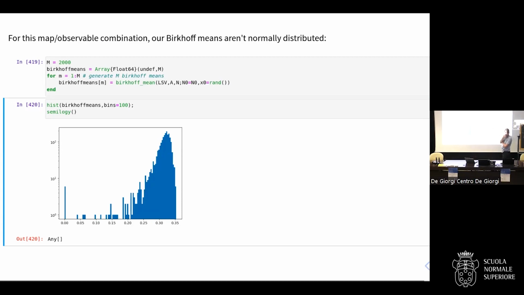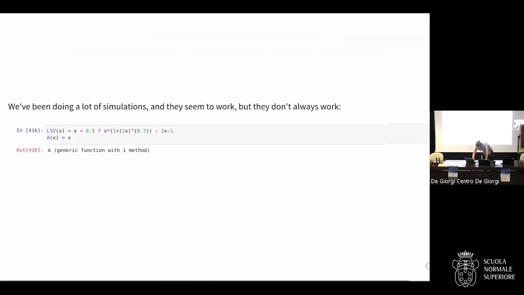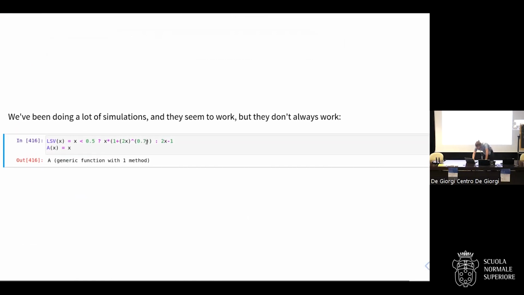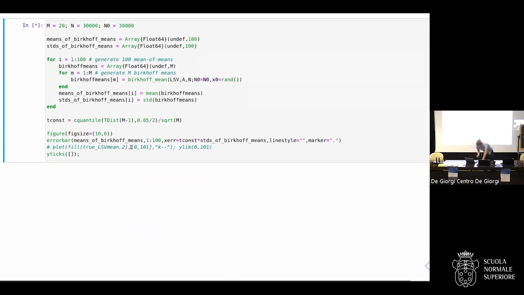No, it won't. It will satisfy a stable law. A is still x squared. Let's see. Yeah, A of x is x. We could change this actually. Let's try it, 0.9. If we run this, don't worry about the true LSV mean then. If we try and do this, we will get something even worse.